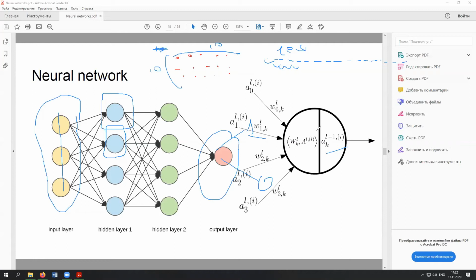Every neuron here does exactly what we talked about before. It has some signals and adds them with some weights. Here L is the number of the layer. If we have some signals on the layer number L, then the output would be on layer L plus 1. Here the first lower index is just the number of the input signal. And what is K? I don't remember. Maybe we will see it further.